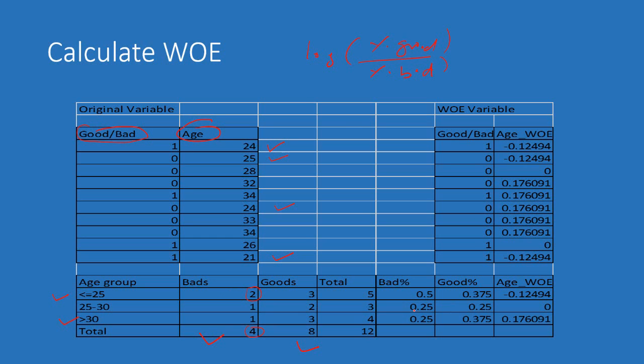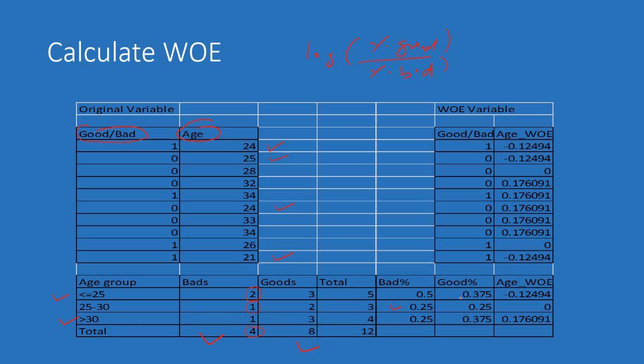Then for the next age group, between 25 and 30, it's going to be 1. So only one bad customer is there, and the total number of bads in the sample is 4. So 1 by 4, which is equal to 0.25. Then for the age group greater than 30, 1 bad customer, and the total is 4, so 0.25.